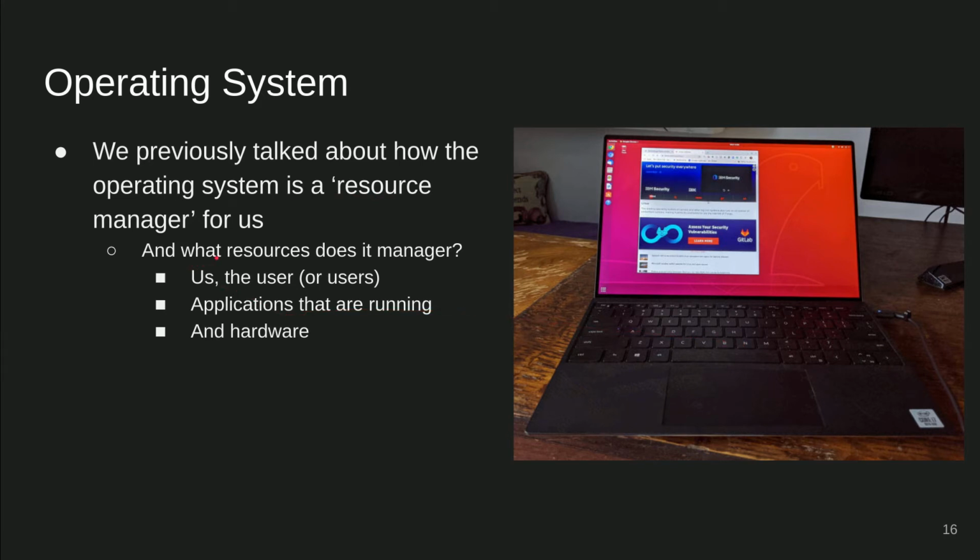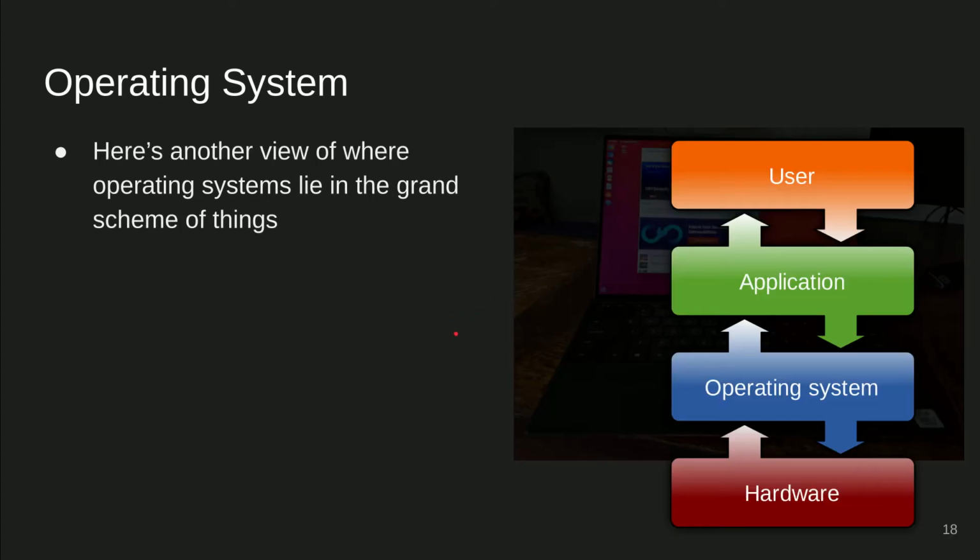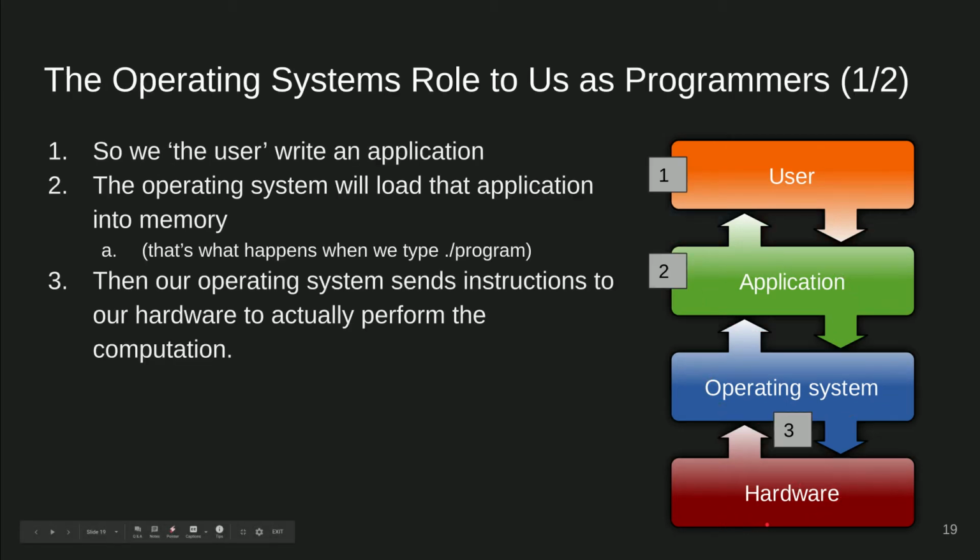And there are specific resources that it manages, like the user, that's us, or many users if we're sharing a machine. Of course, all the applications that are running and the hardware. So if you ever plug in a mouse or a USB drive to a machine, it also has to know how to interact or interface with that hardware device. And here's another view of where operating systems lie in the grand scheme of things. So we're the user, we run applications, we have our operating system, and it sits in between the hardware.